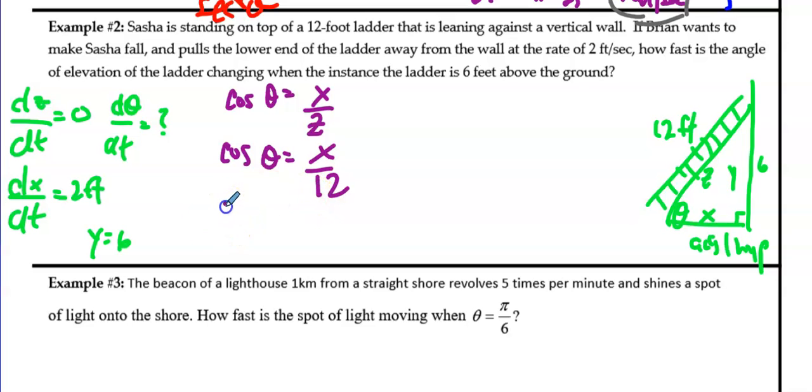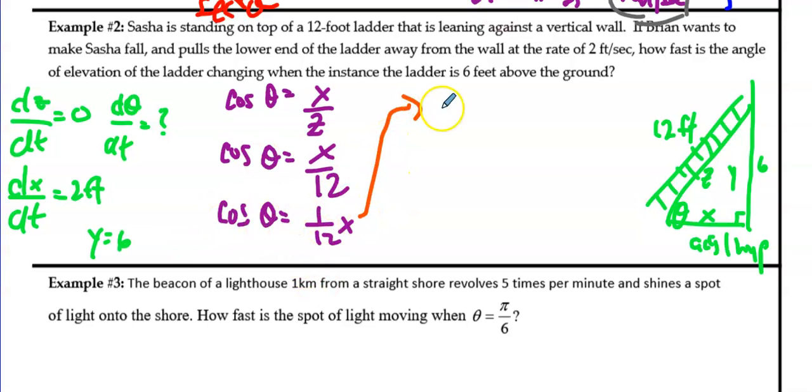So I'm going to go ahead and just simply write cosine of theta is equal to 1 over 12x. And now I'm ready to implicitly differentiate this. So yes, we could go ahead and do the whole song and dance with the quotient rule, or we can just go ahead and plug in something that's constant. So now let's look at this particular part right here.